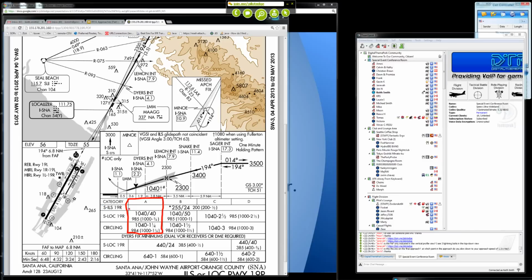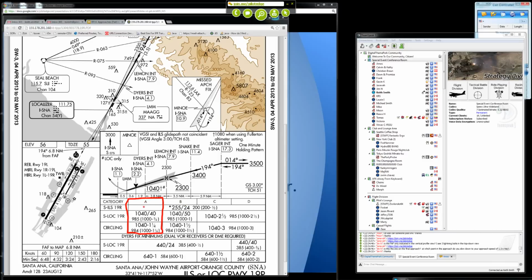But in any case, we have our ILS 19 right minimums versus the localizer 19 right minimums versus circling minimums. And we're not ready to cover circling yet, so let's just talk about whether we should be referring to the ILS minimums or the localizer minimums. Well, we've been saying all along that there are two versions of this approach, the ILS version and the localizer version, and we're focusing on the precision approach, which is the ILS. So we get to just focus on our ILS minimums.